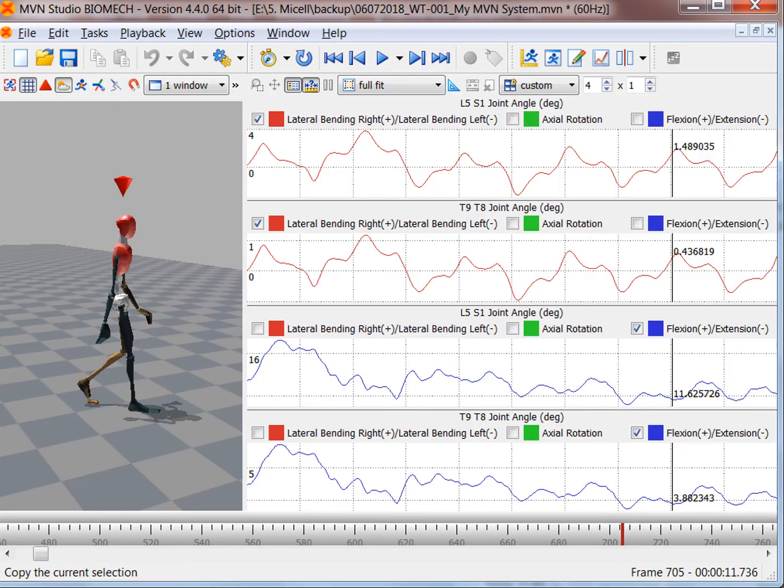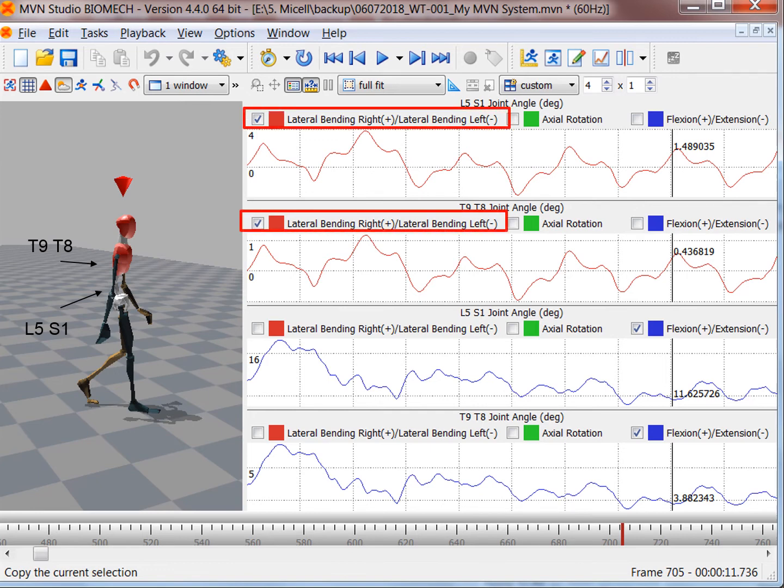We can see this abnormality with joint angles of spines in MVN Studio. For example, we can see the L5-S1 joint near the pelvis and T9-T8 joint behind the chest. For the lateral bending, we need to focus in the upper two graphs in the double stance phase. For anterior posterior bending, we need to see the lower two graphs in the initial contact.